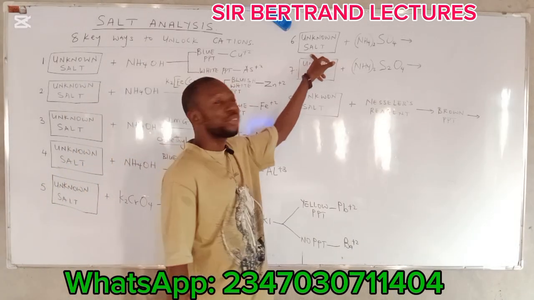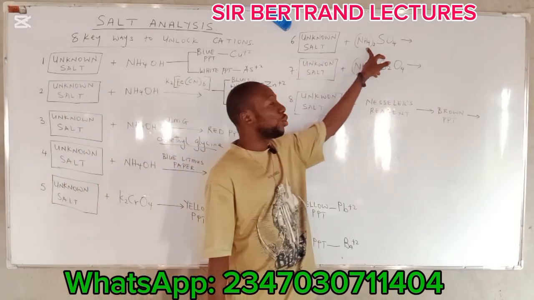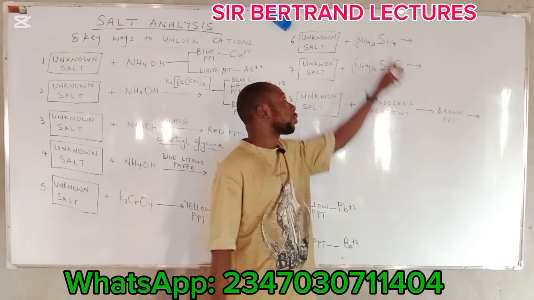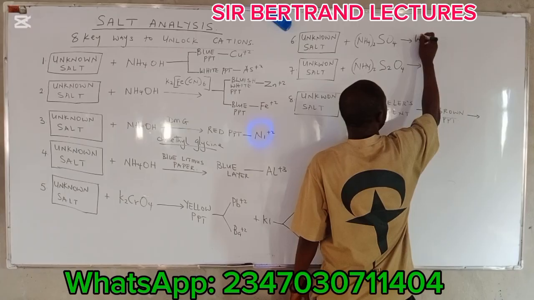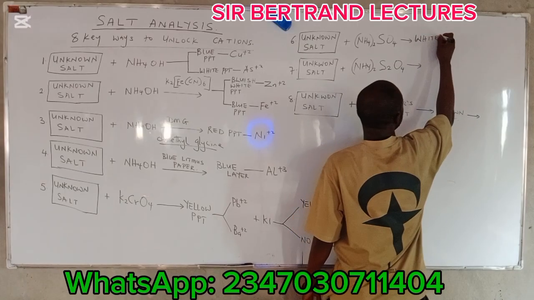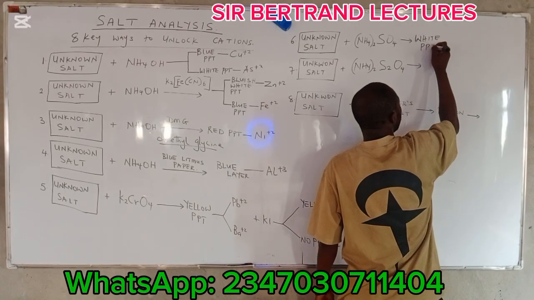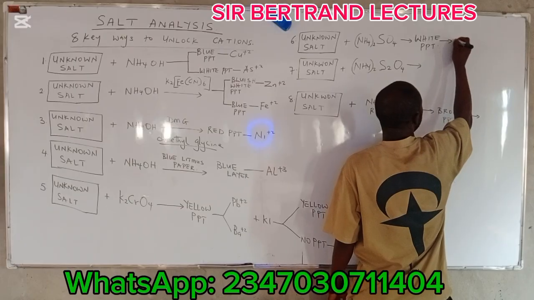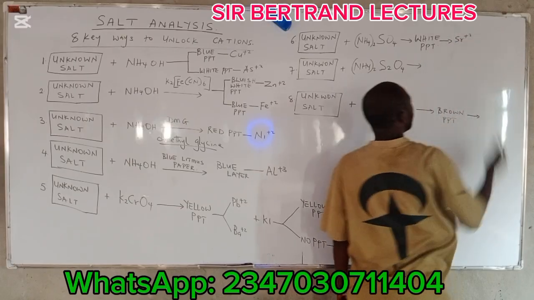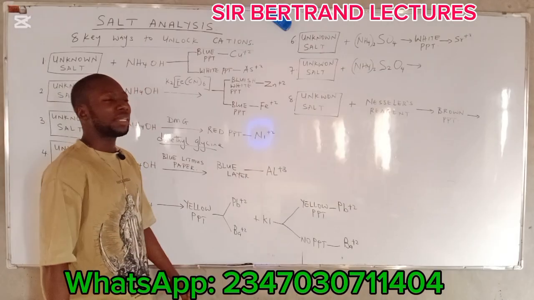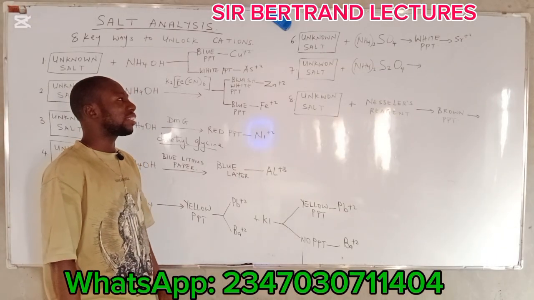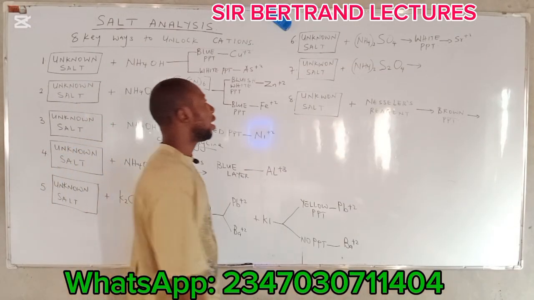Now, number 6 key to unlock the cations. Here, to that unknown source sample, you introduce ammonium tetraoxosulfate salt. Then here, it will give white precipitate to indicate the presence of strontium ion. If it gives white precipitate, it indicates the presence of strontium ion.